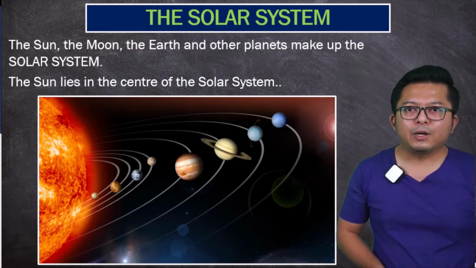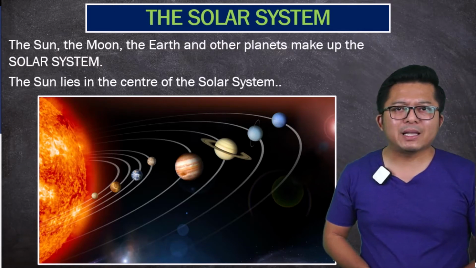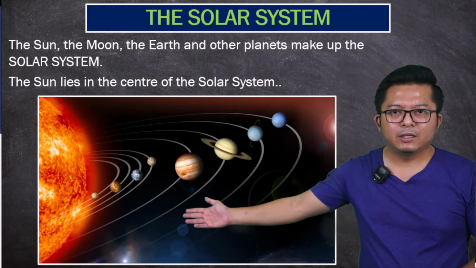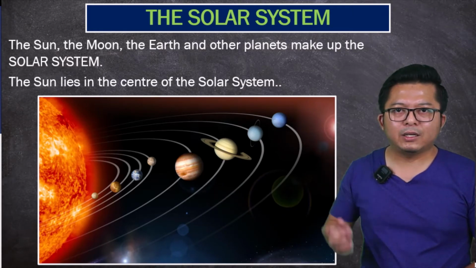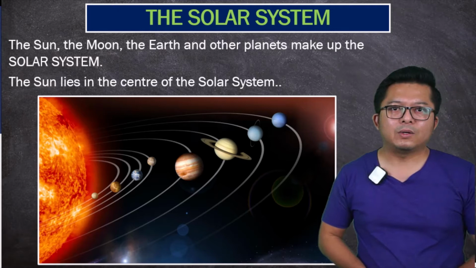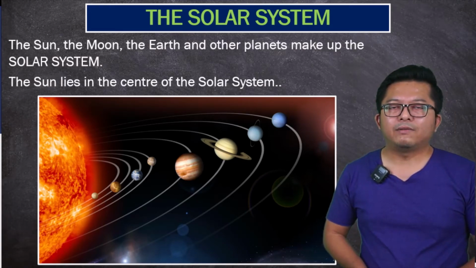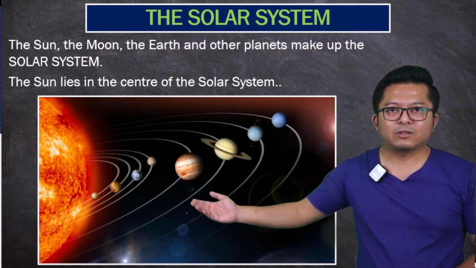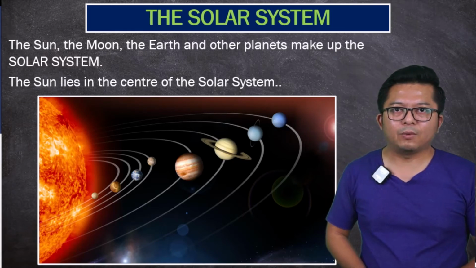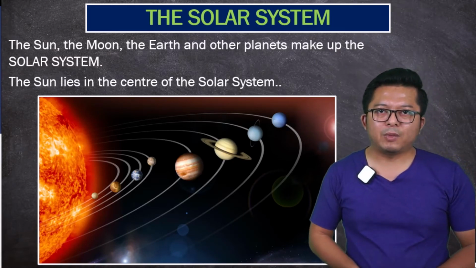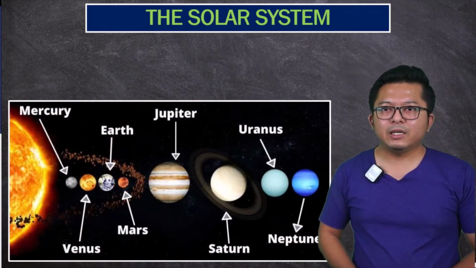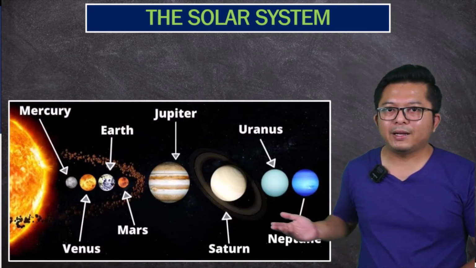So the sun, the moon, the earth and other planets make up the solar system. So all this, the sun and so on until here, are called our solar system. The sun lies in the center of the solar system. Now the sun that you can see over there is actually in the center of our solar system. I will explain to you later on. Now you can see here there are a few planets.